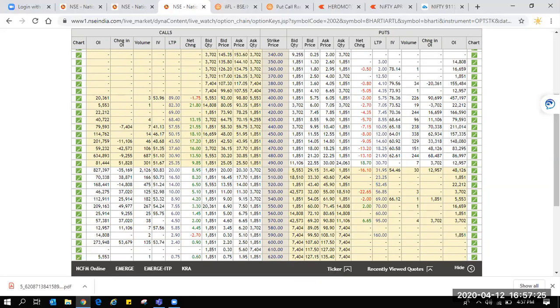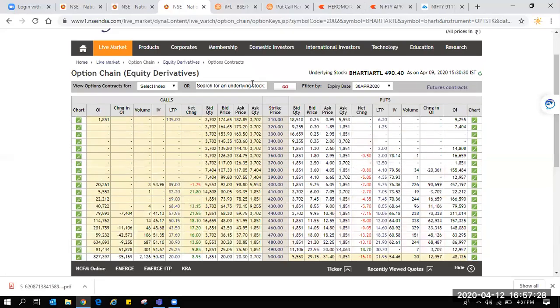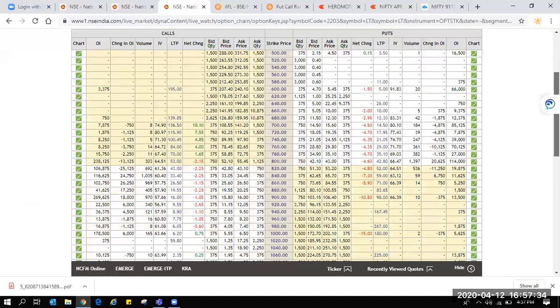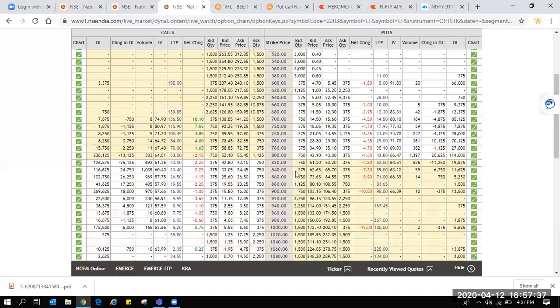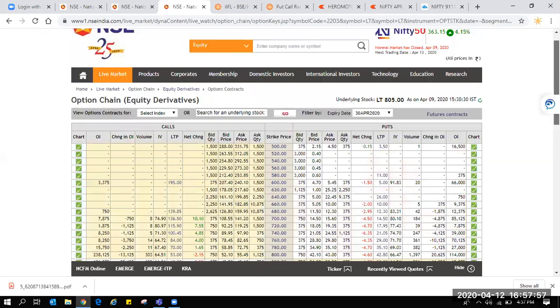Okay, let me consider LT. LT is a good option which I'm tracking on a daily basis. I can explain my strategy also, which I used in the past. Okay, so here you can see the maximum OI lies at 900. So 900 is, we can say, the resistance which it is not going to cross easily. Support 800. So we are very near to the support.